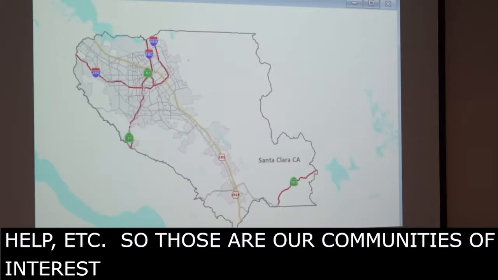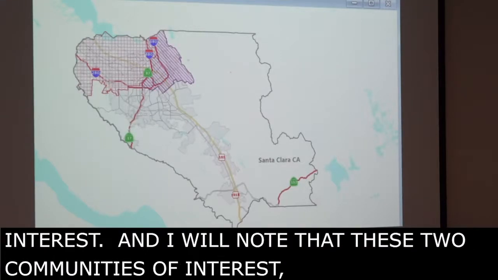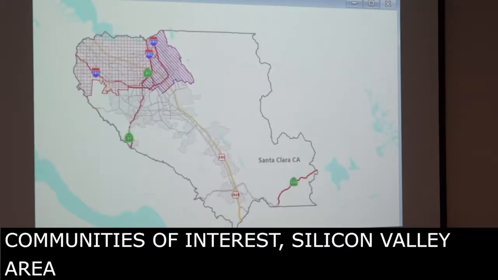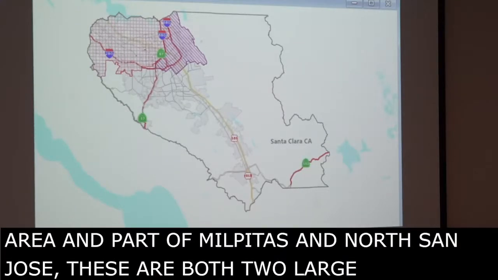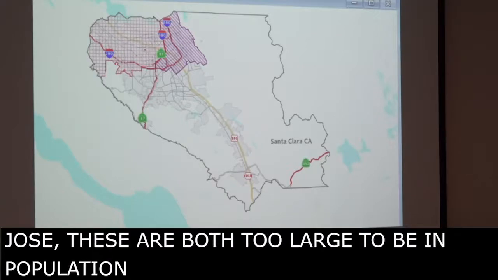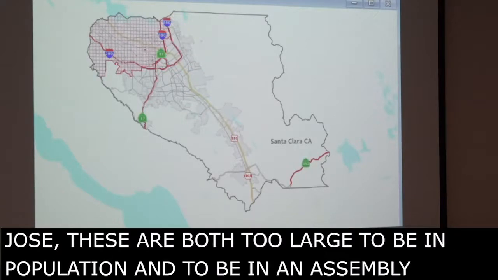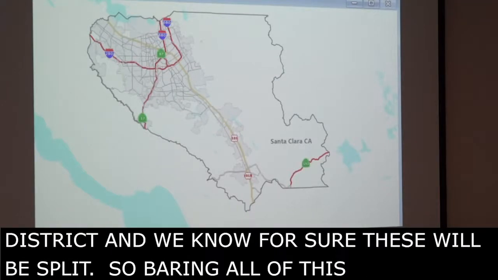And I will note that these two communities of interest, the Silicon Valley area and part of Milpitas and North San Jose, are both too large in population to be whole in an assembly district. So we know for sure that these will be split. So bearing all of this in mind, I've made a couple drafts.